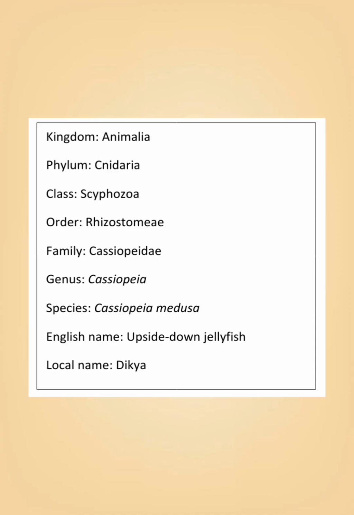For its taxonomic classification, it belongs to kingdom Animalia, phylum Cnidaria, class Scyphozoa, order Rhizostomae, family Cassiopeidae, genus Cassiopeia, species Cassiopeia medusa, English name upside-down jellyfish, and its local name is Dichia.